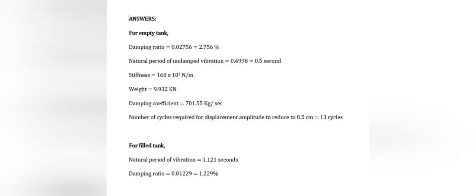We have now all our answers. For the empty tank, damping ratio is equal to 0.02756 equal to 2.756%. Natural period of undamped vibration is 0.4998 or 0.5 second. Stiffness is 160 into 10 raised to power 3 Newton per meter. Weight is 9.932 kilonewton. Damping coefficient is 701.55 kg per second. Number of cycles required for displacement amplitude to reduce to 0.5 centimeter is 13 cycles.